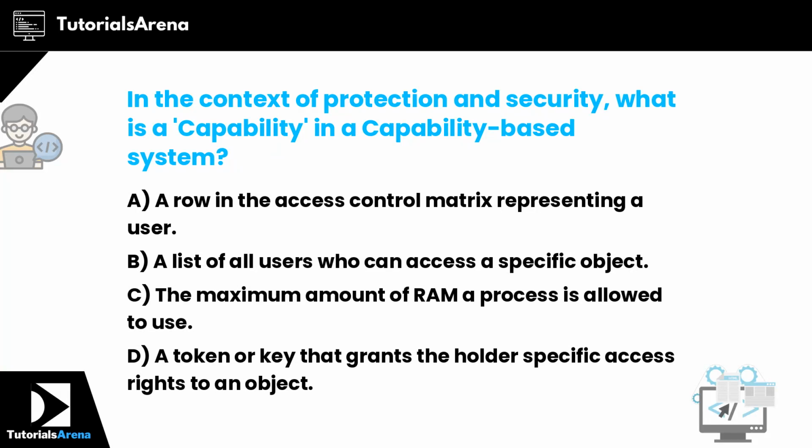In the context of protection and security, what is a capability in a capability-based system? The correct answer is option D. A token or key that grants the holder specific access rights to an object.